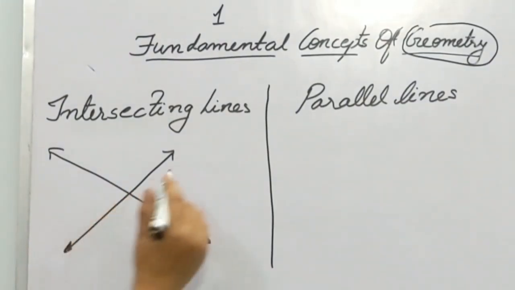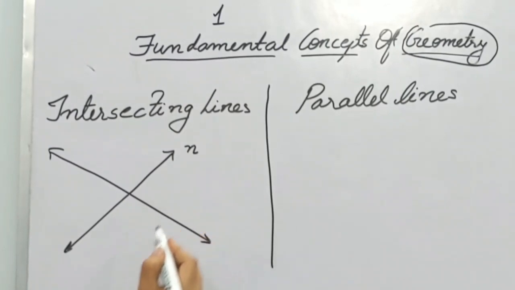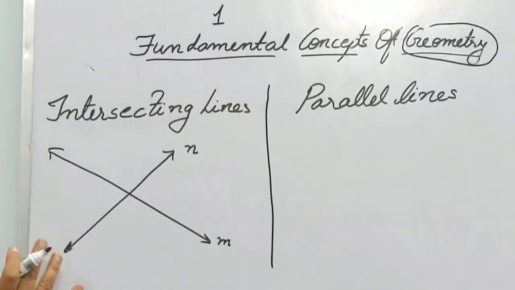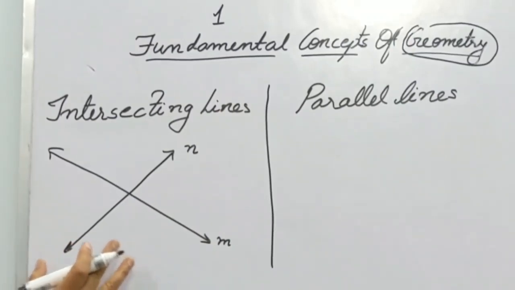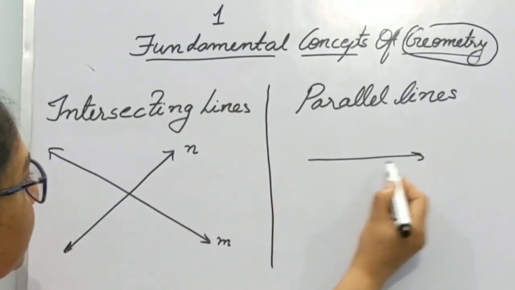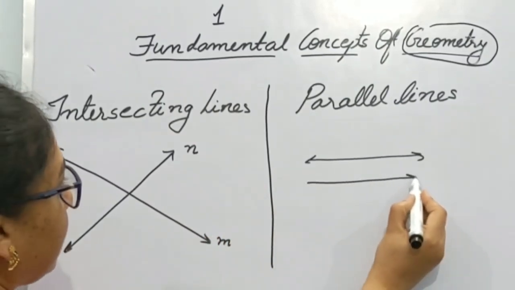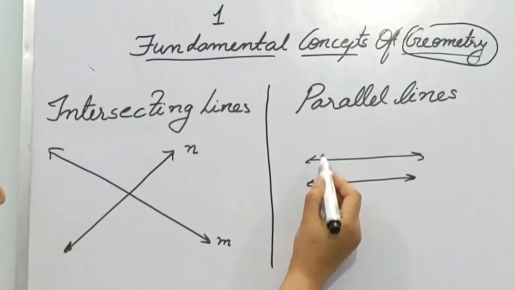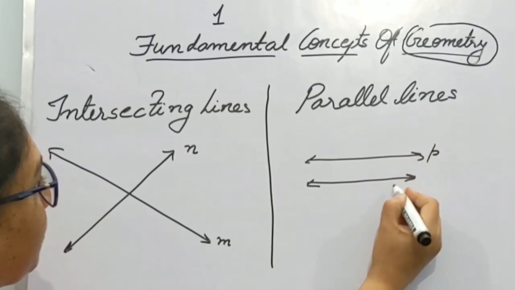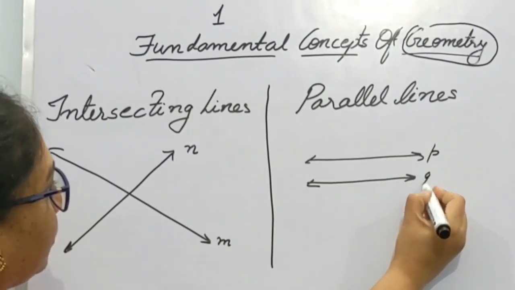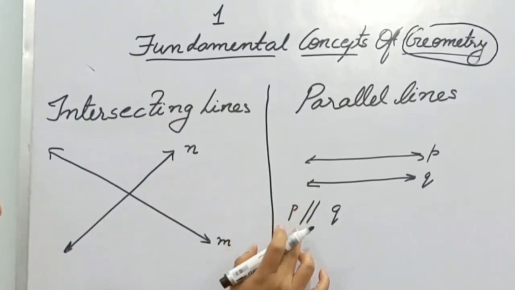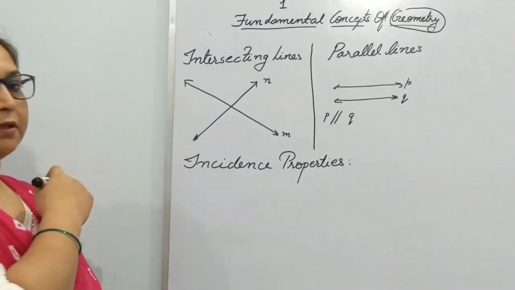To denote a line, we can use one small letter. This is line N and line M. Here line N and line M are intersecting lines. Parallel lines. When you draw two or more lines which never meet each other, then such lines are called parallel lines. They are equidistant from each other. Here we can say line P is parallel to line Q. Symbolically, how will you represent parallel lines here? Line P is parallel to line Q.